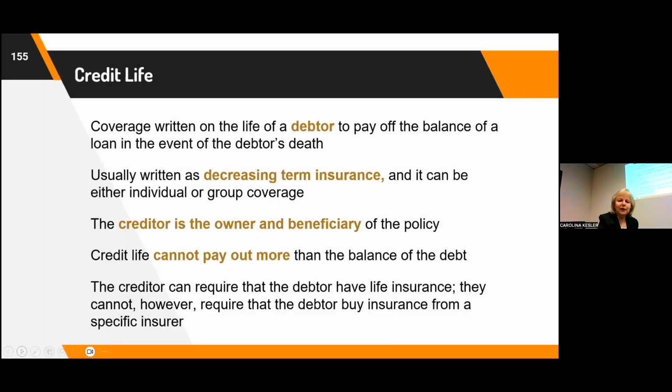Credit life is coverage written on the life of the debtor to pay off the balance of a loan in the event of the debtor's death, usually written as decreasing term. It can be either individual or group. The creditor is the owner and beneficiary. That's important. The creditor is the owner and the beneficiary of the policy. The credit life cannot pay out more than the balance of the debt. Otherwise, they'd be insuring you for $1 million and knocking you off, right? The creditor can require that the debtor have life insurance. They cannot require that you buy it from a specific insurer. You can have it from whoever you want.